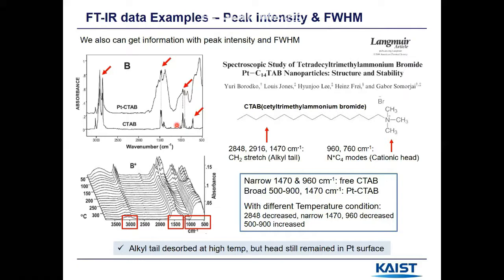And secondly, they measured FTIR absorption spectra at various temperature conditions. From the lower figure, they found that in these three regions, narrow peaks decreased. With the above results, they could infer that an increase of temperature makes both free CTAB unbound to Pt and the alkyl tail of CTAB bound to Pt disturbed, and only cationic heads are bound and then they surround Pt nanoparticles.